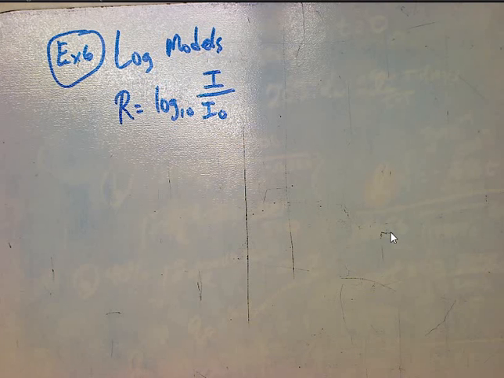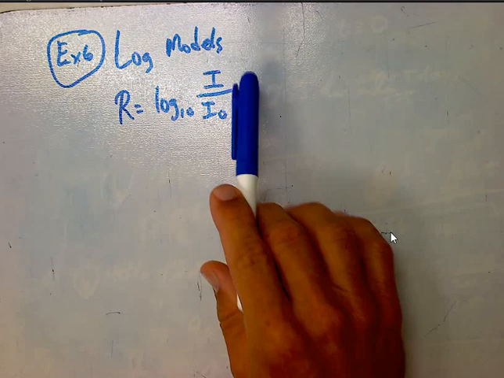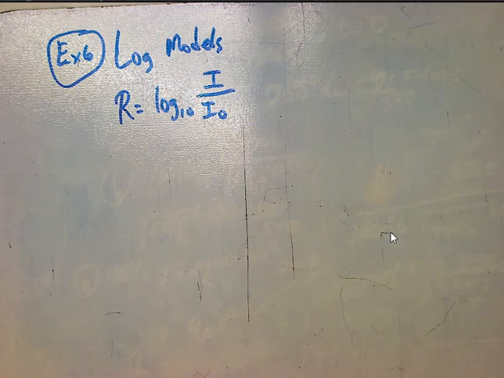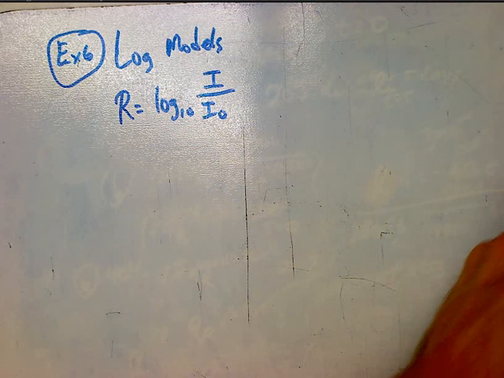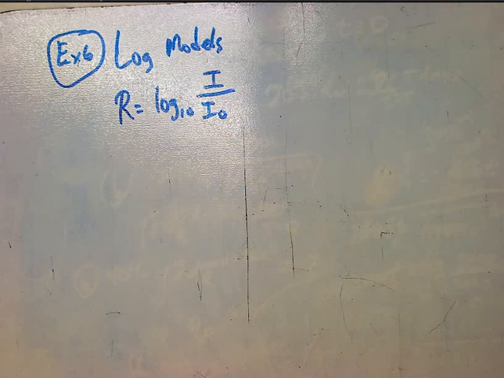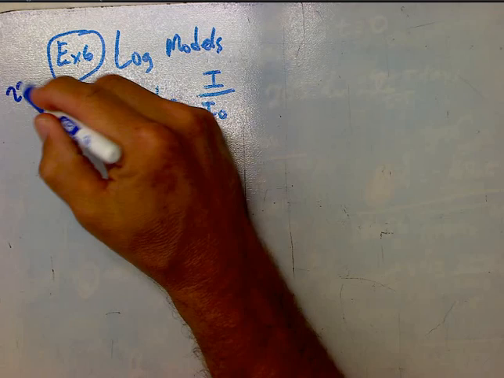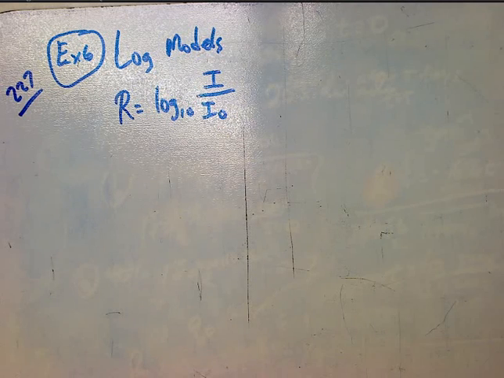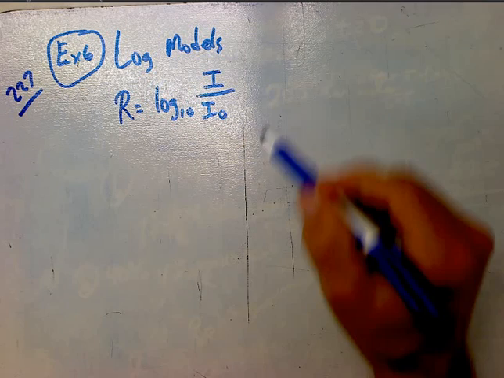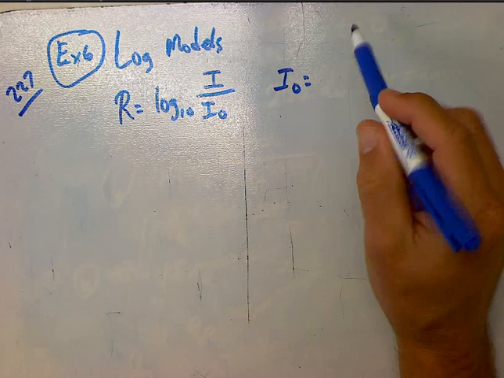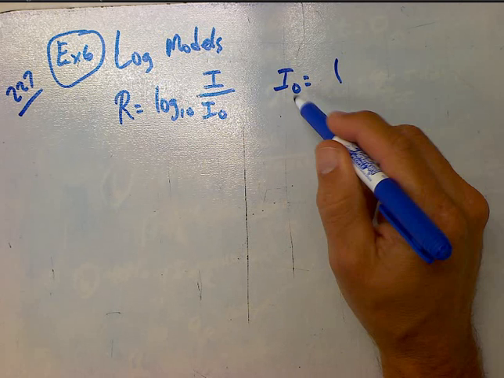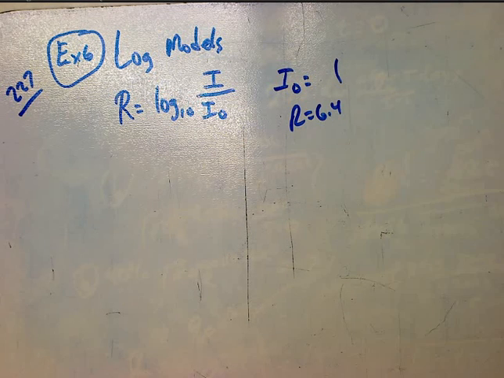Example 6 talks about log models. It gives us R equals log base 10 of I over I sub 0, which is essentially talking about the seismograph, earthquake type stuff. You look there on page number 227. You can read the example and follow along a little bit. But essentially it says that I sub 0 equals 1 and R equals 6.4, and our job is to find I, solve for I.